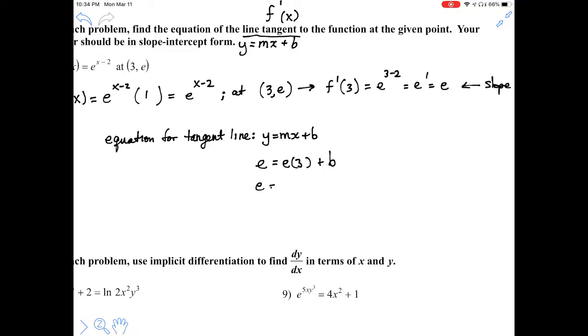So we have e equals 3e plus b. If you subtract 3e, 1e minus 3e is negative 2e equals b. Therefore, y equals, our slope is e, and then our b value was minus 2e, so y equals ex minus 2e.